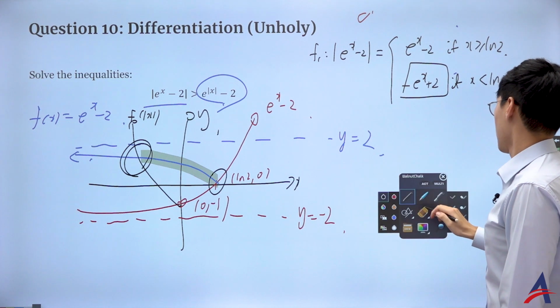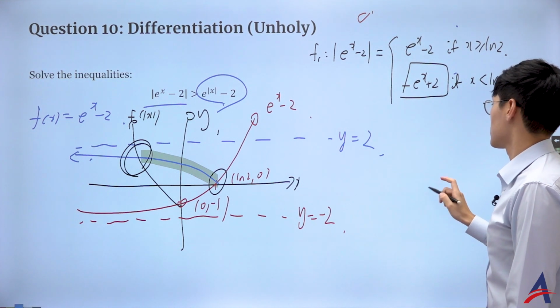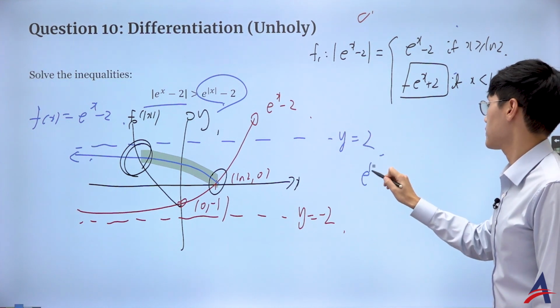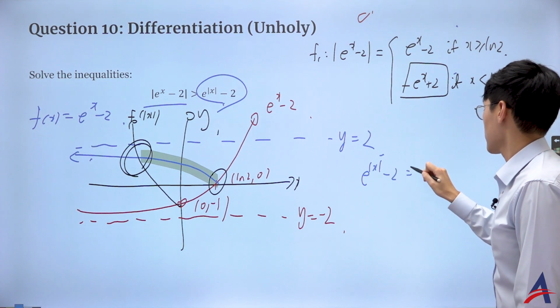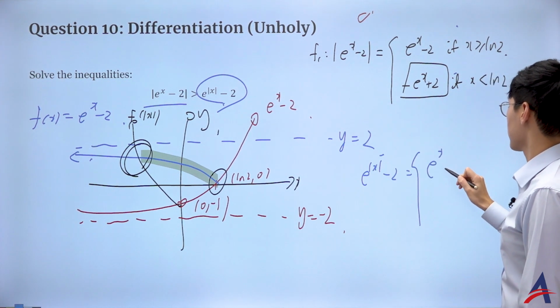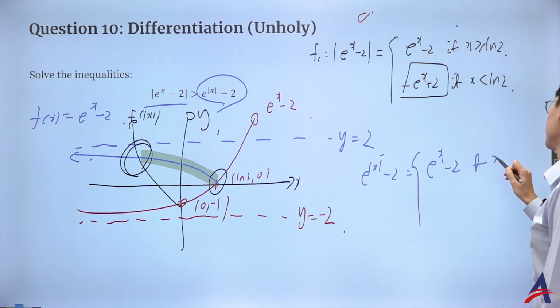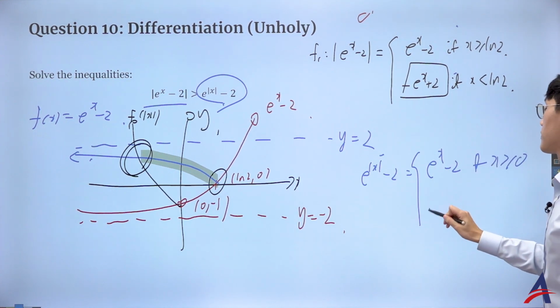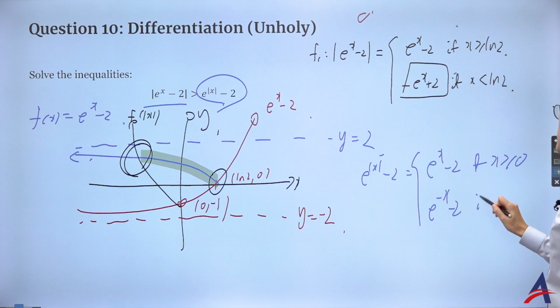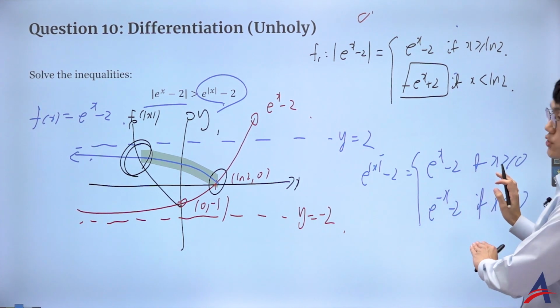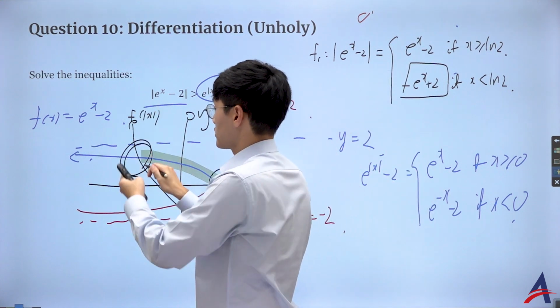That is great. If I try to derive the second function, e to the power of absolute value of x minus 2, it's going to be e to the power of positive x minus 2 if x is bigger than or equal to 0. And it's going to be e to the power of negative x minus 2 if x is less than 0. So that is great. Then obviously it's also to the left where the intersection happens.